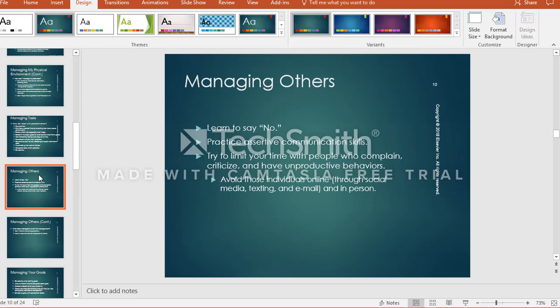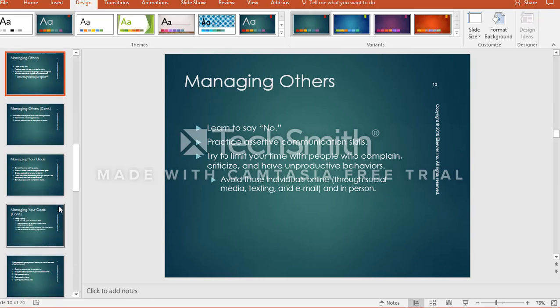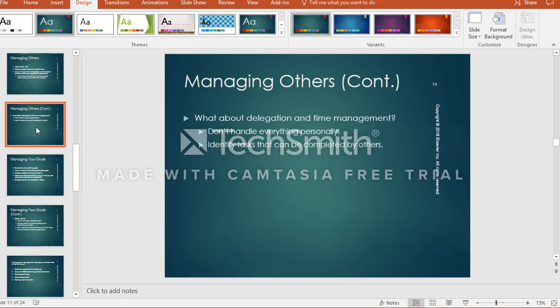So managing others: learn to say no, practice assertive communication, try to limit your time when people complain, avoid these individuals online, outside of work, you know, through social media and in person, just because you don't want to be around negative people all day at work and all day in your personal life as well. It's just negativity can breed more negativity. So managing others. And what about delegation and time management? Don't handle everything personally. Identify tasks that can be completed by others.